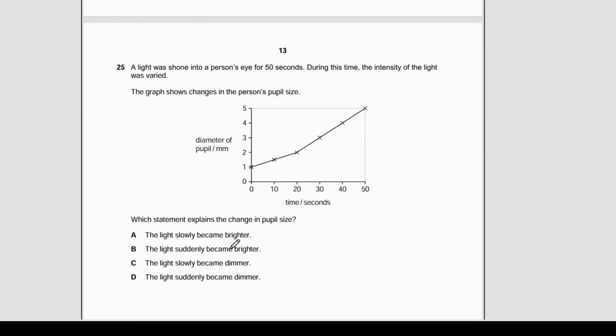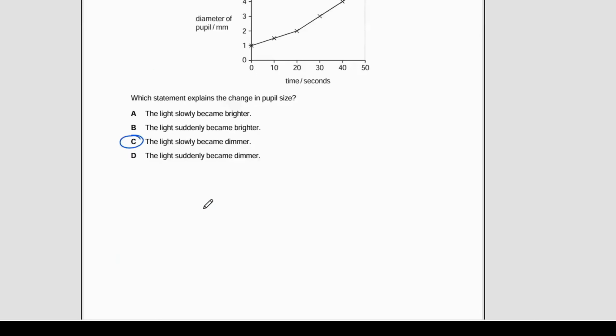Okay, a light was shone into a person's eye for 50 seconds, and there would be the diameter of the pupil. The intensity of the light was varied, okay, and the diameter is increasing. So what can be the reason for the change in pupil size? Slowly, because the diameter is not changing instantly, rather, exactly.